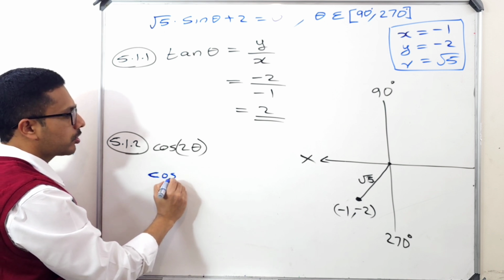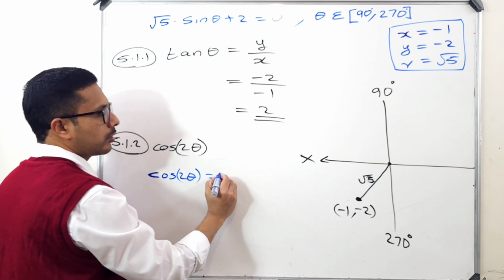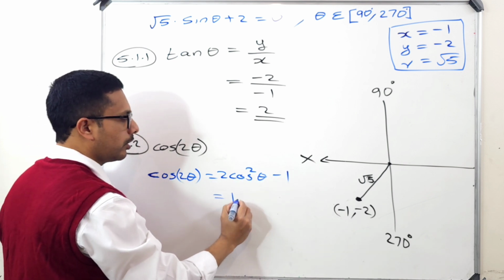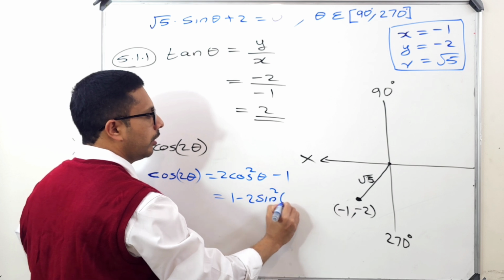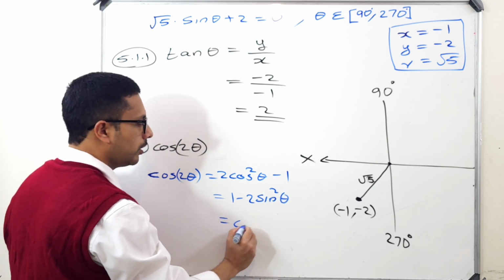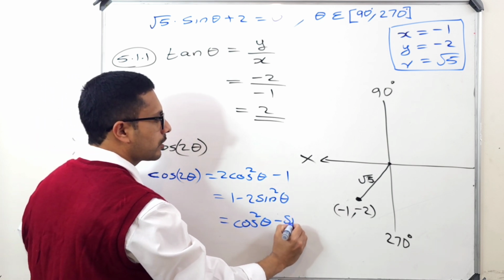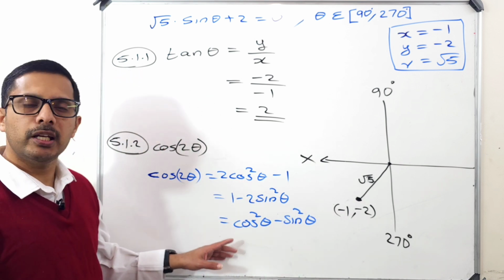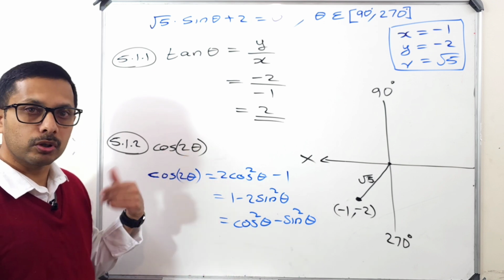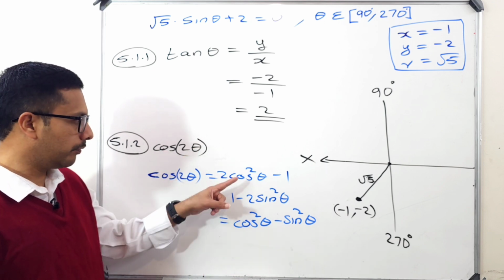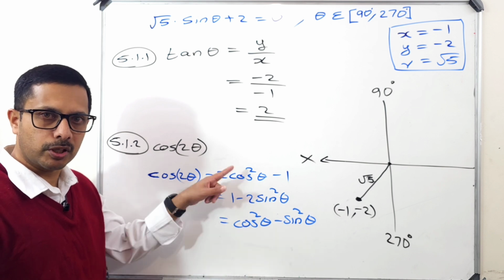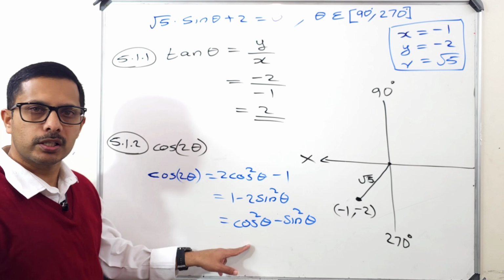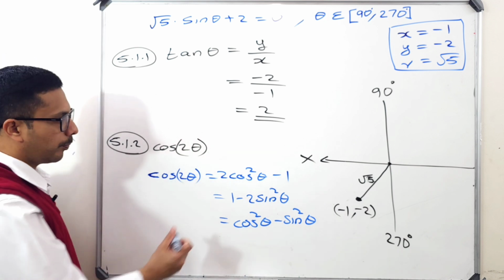What is the definition of cos 2 theta? So it is 2 cos square theta minus 1. What is the second expansion? 1 minus 2 sine square theta. Am I right? And the third one is cos square theta minus sine square theta. So you can apply any one of these formulas in this question. Not in every question, it depends on the question. You have to decide which one to apply. In this question it doesn't matter, so let me apply the first one itself.